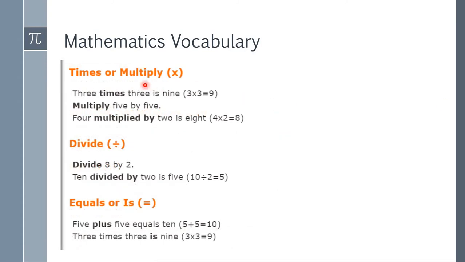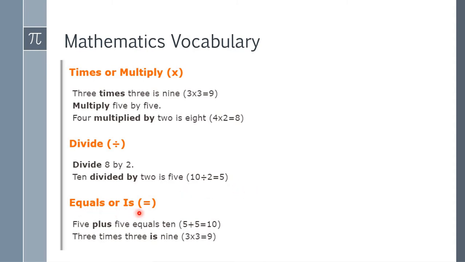Next is times or multiply. These are basic vocabulary. 3 times 3 is 9. In symbols, it is written that way. Multiply 5 by 5 gives us 25. 4 multiplied by 2 is 8. And divide: 8 divided by 2, 10 divided by 2 is 5. This is how it is written in symbols.